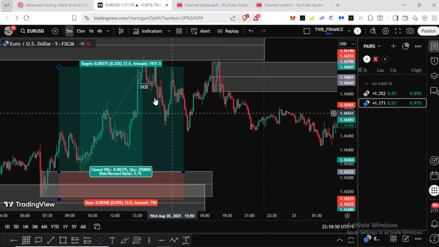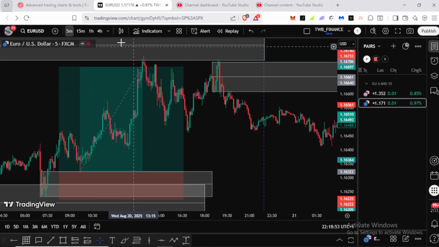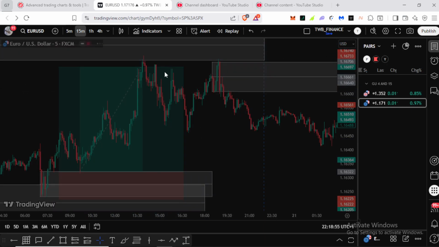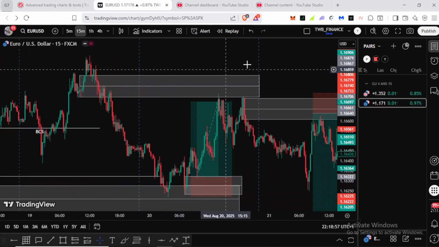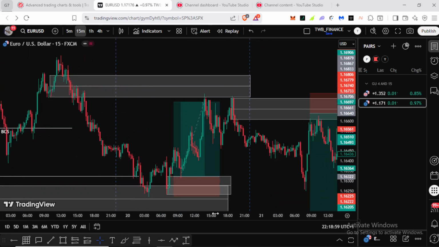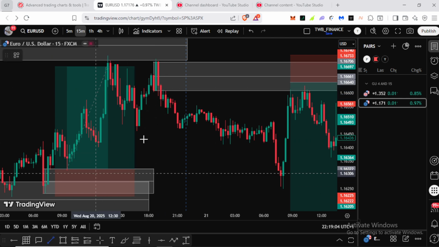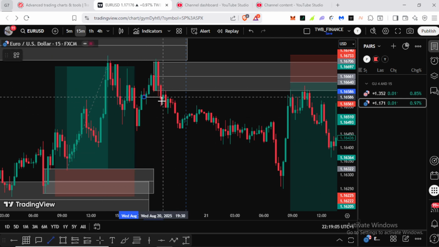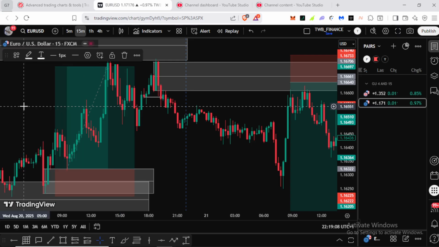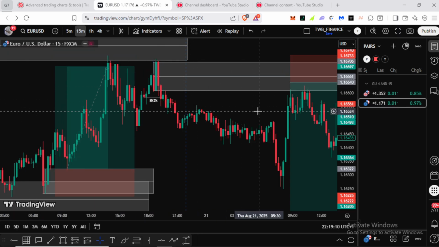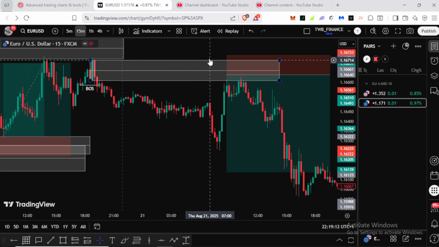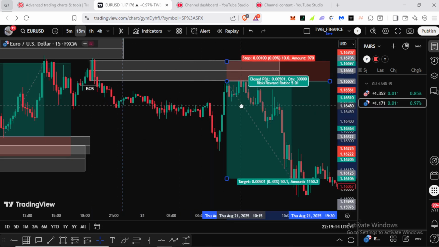So now, I used 15 minutes since I missed the 5. I went to the 15 minutes entry. I saw this nice break of structure again, and then this is the supply zone. Then boom. So the only mistake I made here was I should have used this entry.